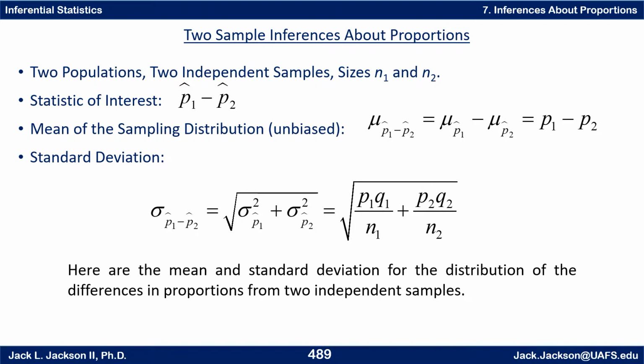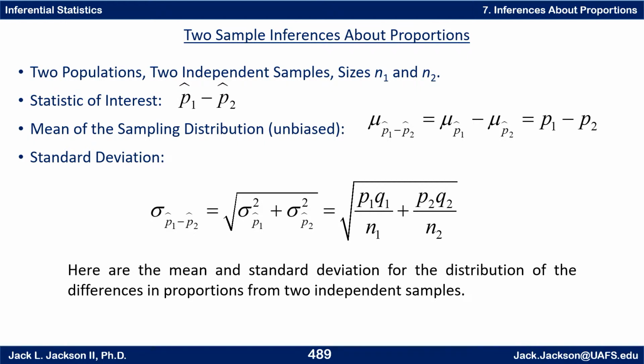So the situation we're in is where we have two populations from two independent samples. They don't have to be the same size. The size of the first sample is n sub 1, and n sub 2 is the size of the second one. The statistic we're interested in is the difference in the two proportions of successes in the two samples. That's p1 hat minus p2 hat.